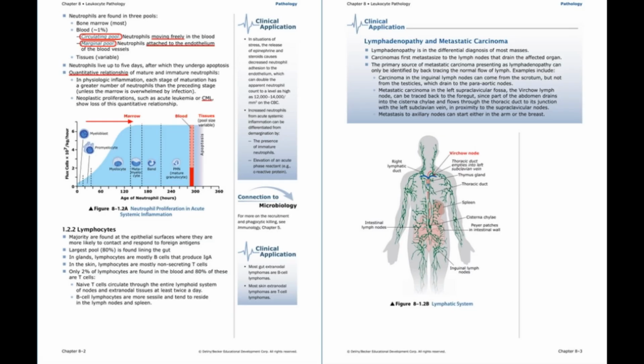Note that in situations of stress, the release of epinephrine and steroids decrease neutrophil adhesion to the endothelium. So now instead of having roughly equal circulating and marginal pools, we've doubled the size of the circulating pool. And so you can see counts as high as 10 to 14,000 in the CBC.